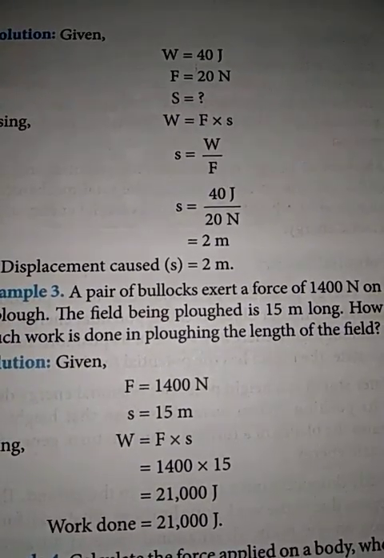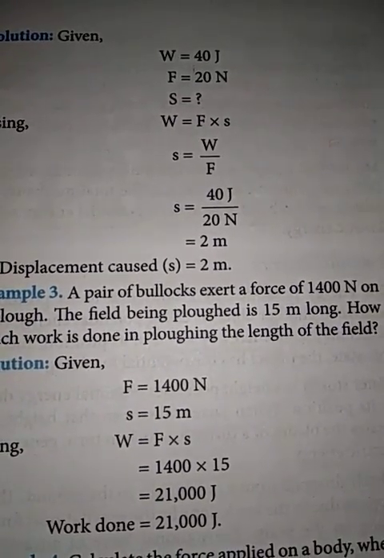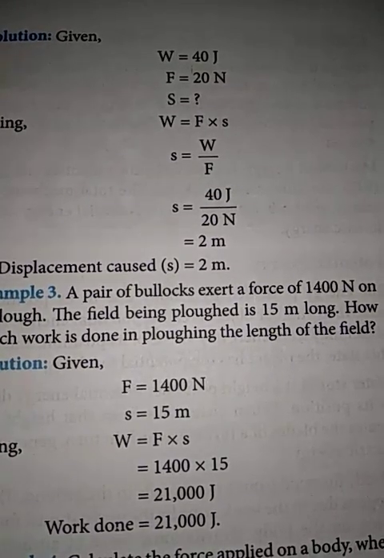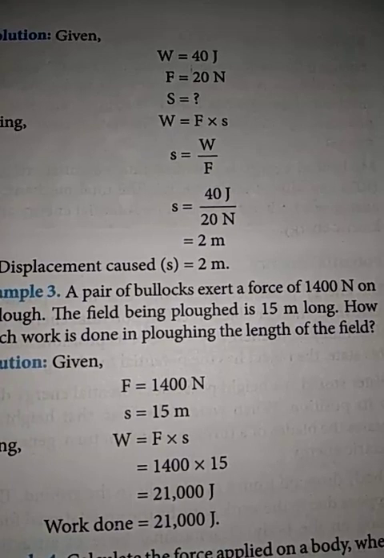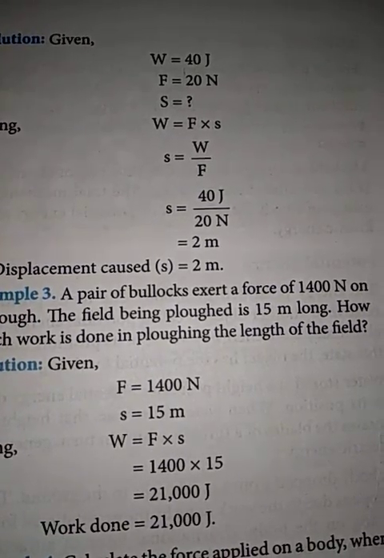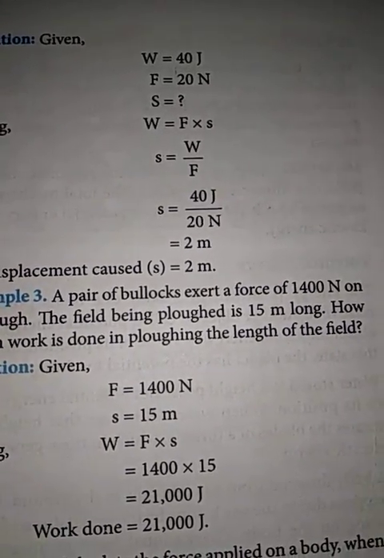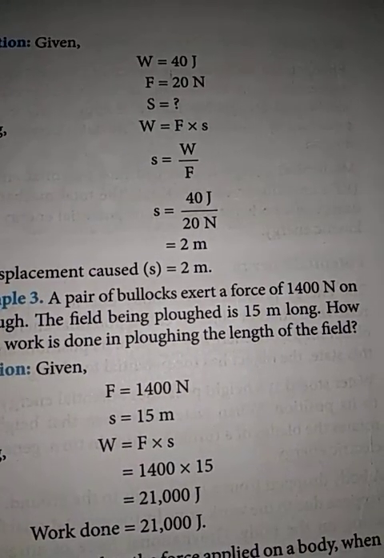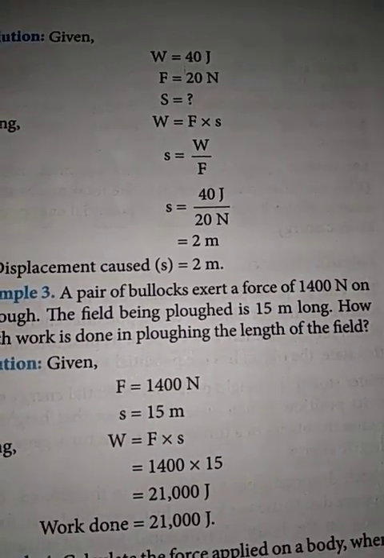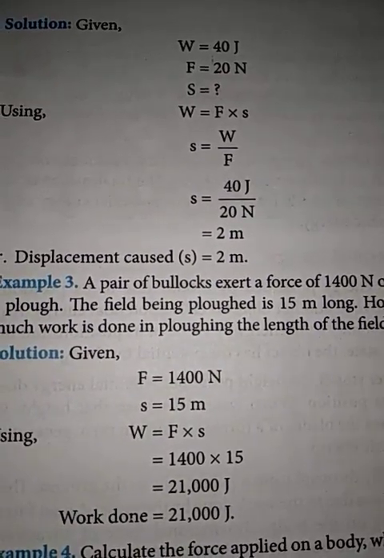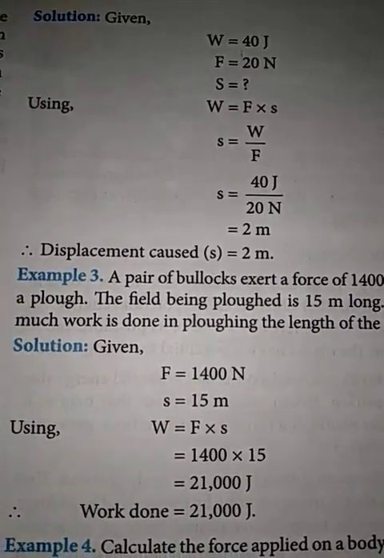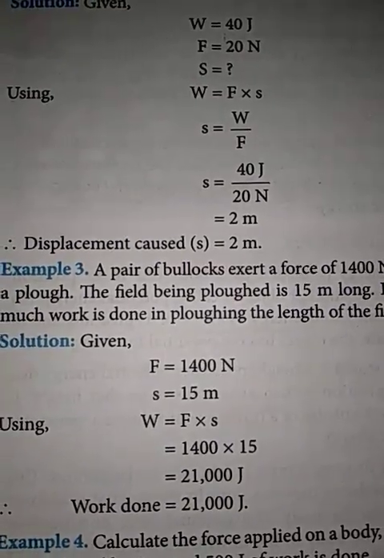Now substitute the corresponding values of W and F. W means work is equal to 40 joule, by force is equal to 20 Newton. So 40 joule by 20 Newton. So 40 by 20 gives 2, and unit of displacement is meter. So S is equal to 2 meter. Displacement is equal to 2 meter.